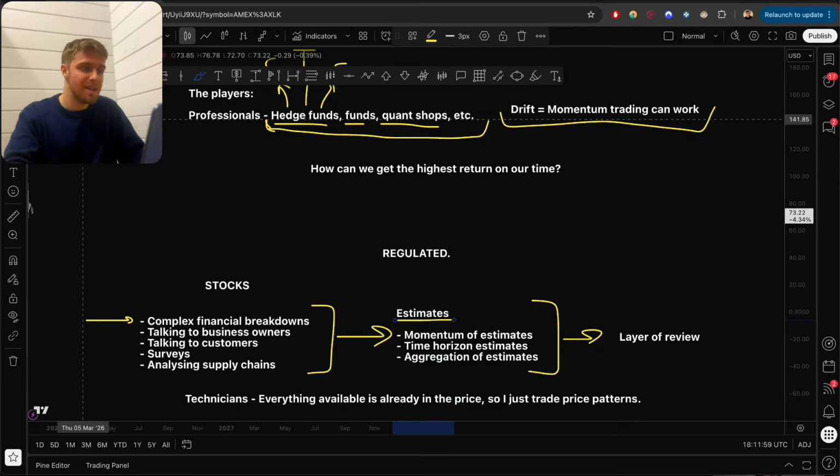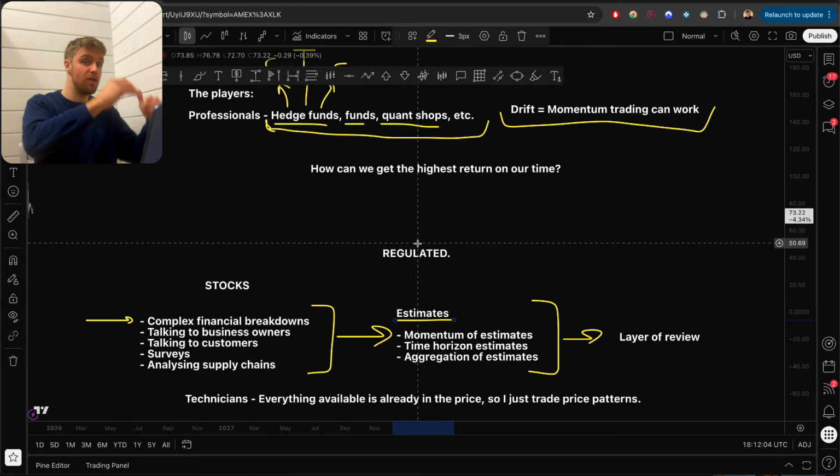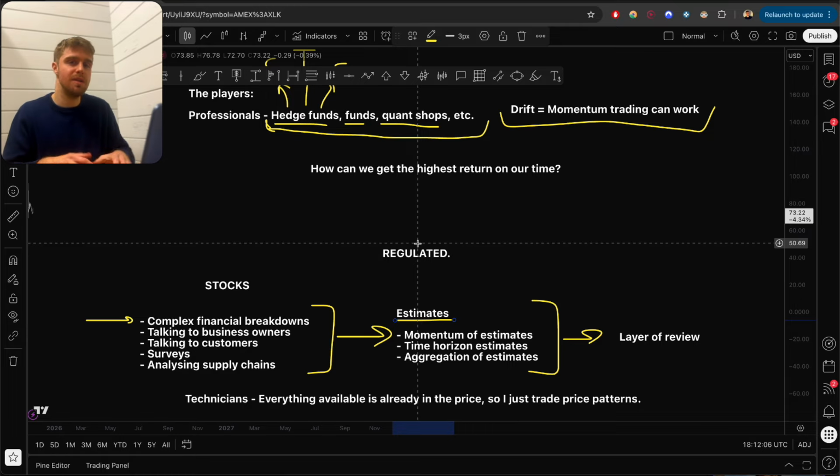Now, within estimates, we can calculate some things such as the momentum of estimates. Are those estimates aggressively going up? Are they aggressively going down? They're only going to be doing that if they have done all of their homework. And these people are not stupid. They've done all their homework and they've assessed, oh God, this is changing. And they're making a decision based off that.